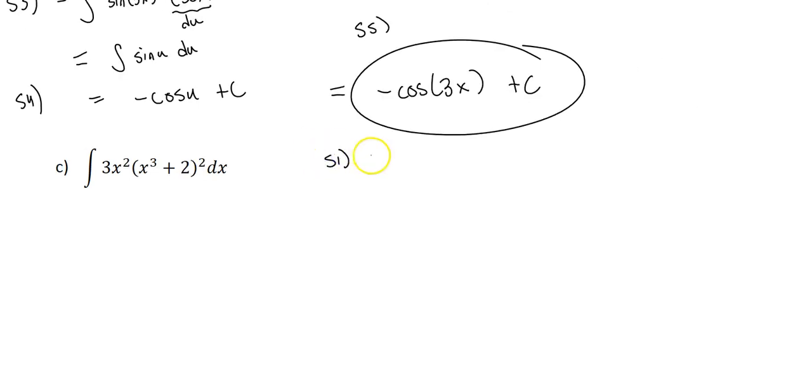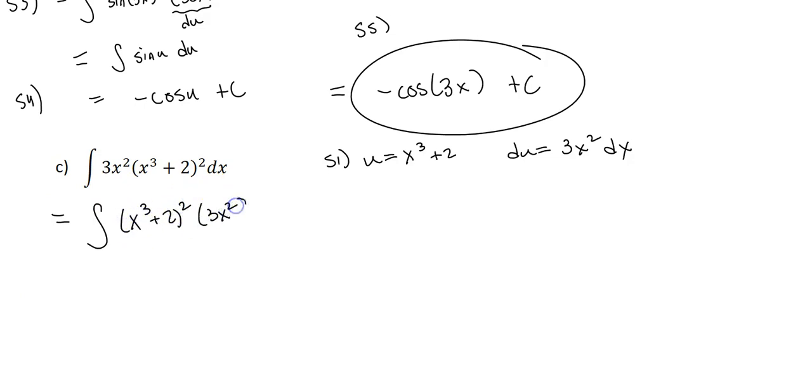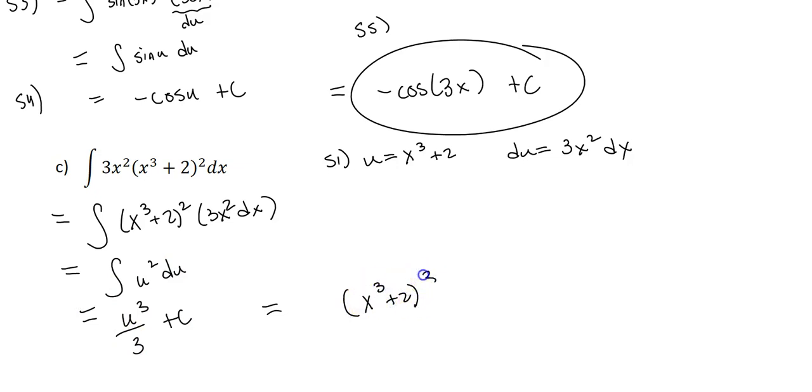For the next one, I would let u be the x cubed plus 2. So du would be 3x squared dx. So you can see that you do have the 3x squared. So this is the integral of u squared du, which is u cubed over 3 plus c, which is x cubed plus 2 cubed over 3 plus c.